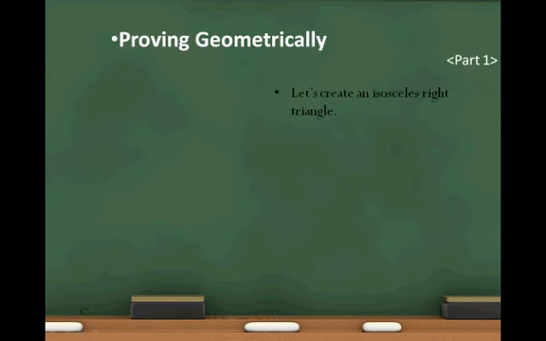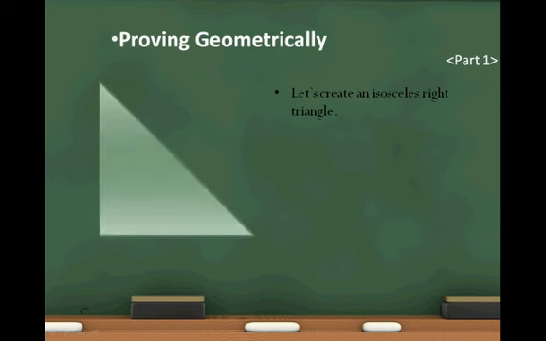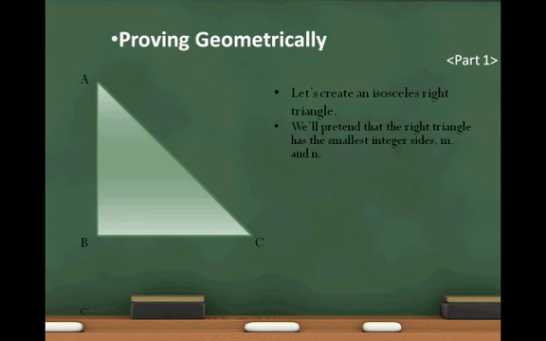But we can use a geometric way to find that the square root of 2 is irrational. And for us to actually prove it geometrically, of course, we need a shape, right? So let's draw an isosceles triangle. And I'll name it triangle ABC. And we'll pretend that the right triangle, the triangle ABC that I created, has the smallest integer sides, m and n. And the ratio of m and n has to be 1 over square root of 2, which is what we proved and made during the second slide.